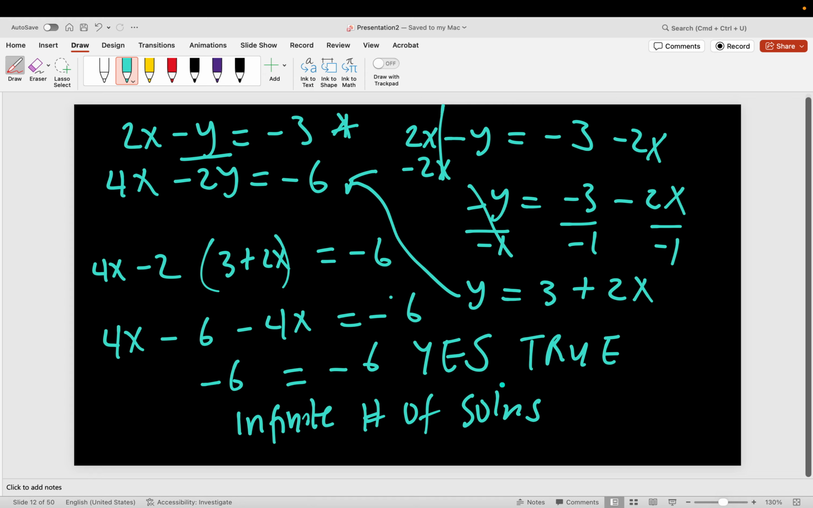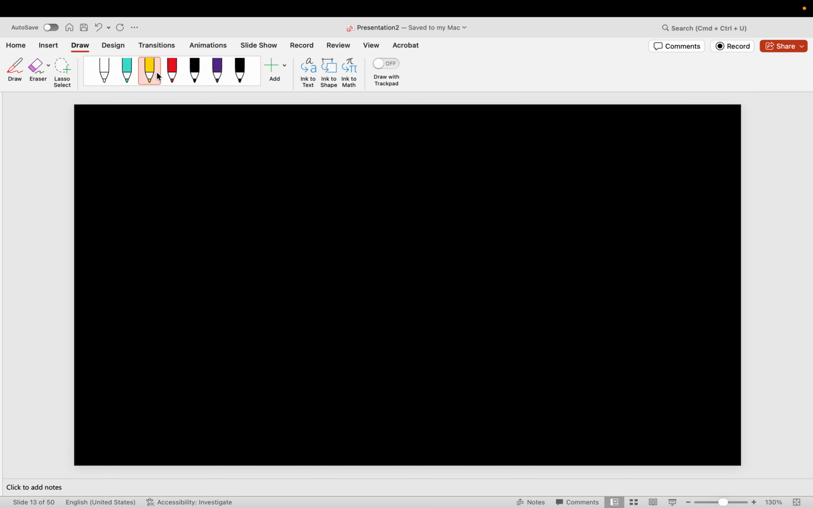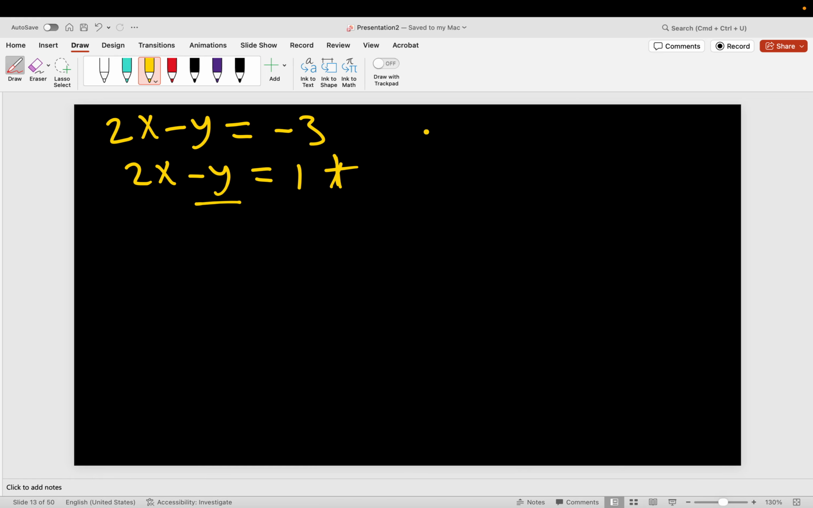Let me give you an example where it's false. So we have 2x minus y equals negative 3, and 2x minus y equals 1. Again, I'll use substitution. Okay, so pick the easiest one to start with. No, I guess this one is easier. So pick this one to start with, and I'll solve for y. So 2x minus y is equal to 1.